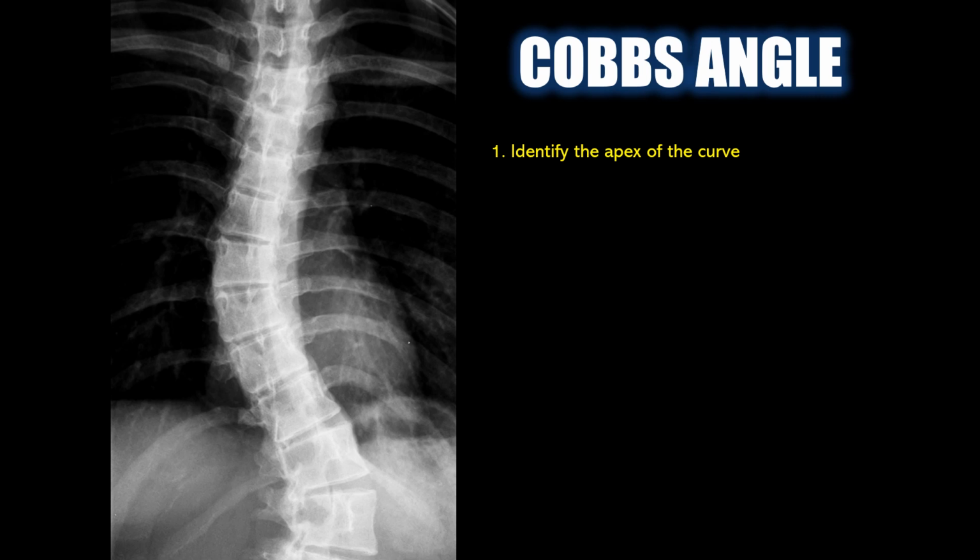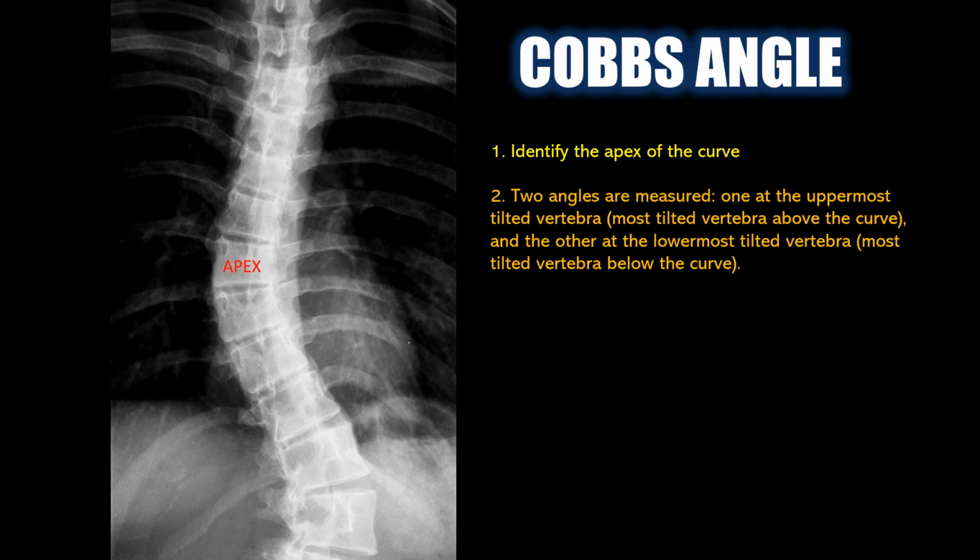First, identify the apex of the curve. This is the segment at the high side of the rainbow. Second, two angles are measured, one at the uppermost tilted vertebrae, which is most tilted above the curve, and the other at the lowermost tilted vertebrae, which is most tilted below the curve.